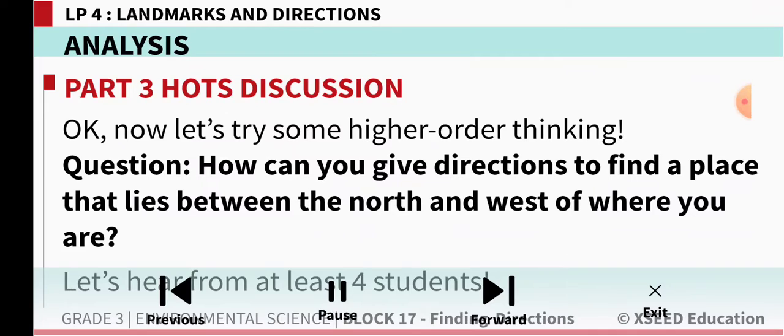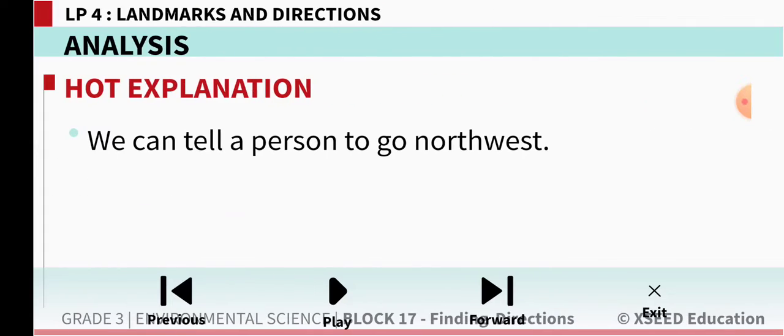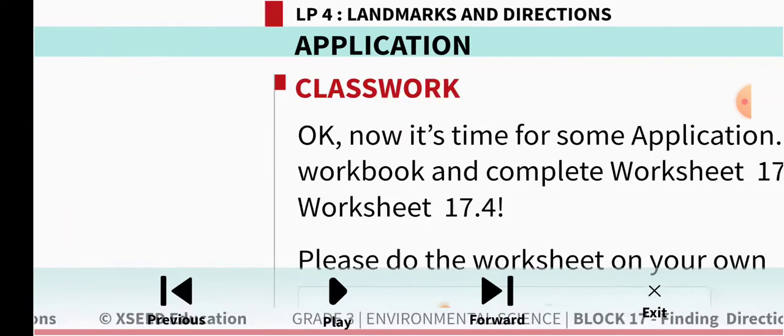So, how can you give directions to find a place that lies between the north and west of where you are? Okay, so the place which is between north and west, that direction will be called northwest. So we can tell the person to move to the northwest.